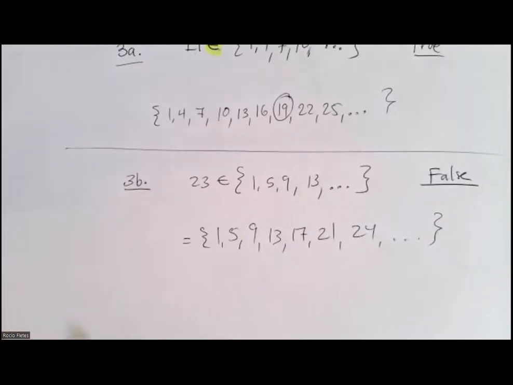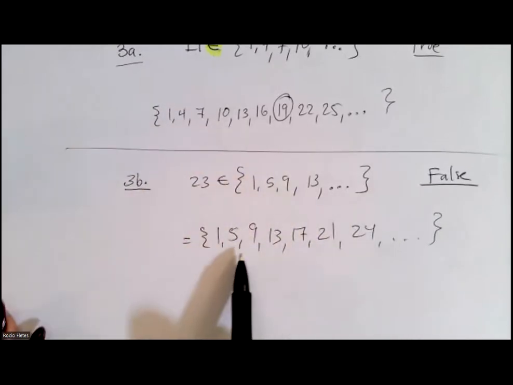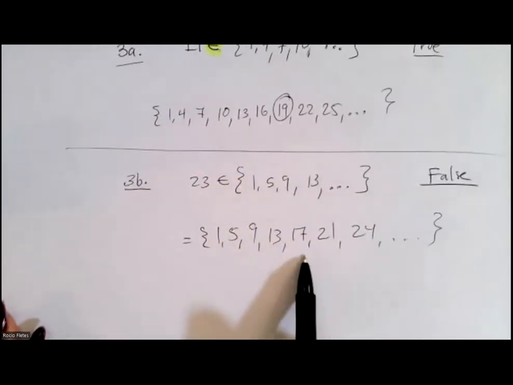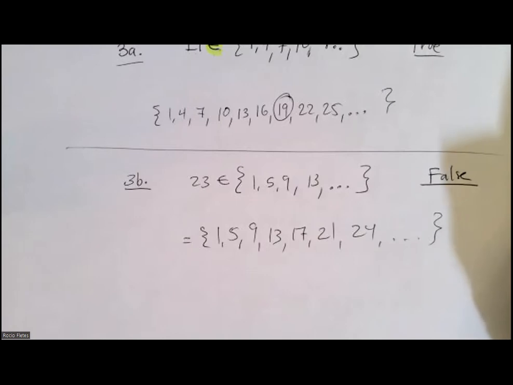Once you write the elements of the set, you write enough elements, not all of them because this is an infinite set, but if you write enough elements so you can see if 23 belongs to the set, you see that it doesn't, right? So that's false.